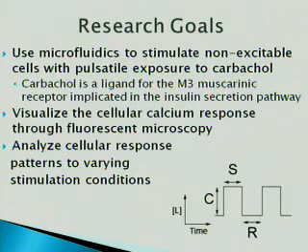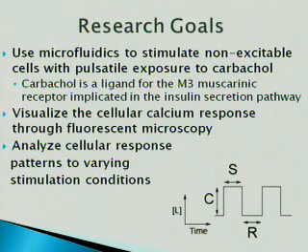So the current research goals for our project is to use microfluidic devices to stimulate non-excitable cells with pulsatile exposure to a ligand, and to visualize the calcium response using fluorescent microscopy. We then analyze the cellular response patterns to varying stimulation conditions. Under our current setup, we can vary 3 parameters, which you see in this figure here. S stands for stimulation duration, which is how long the cell is exposed to the ligand. R, the rest period, which means how long the cell is allowed to rest from being stimulated with the ligand. And C, the concentration of the ligand itself.